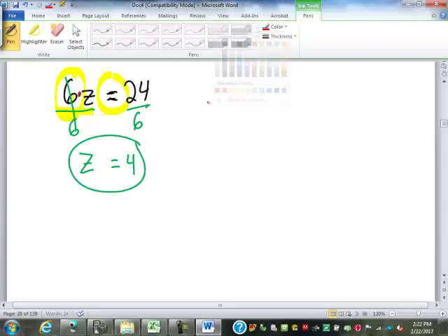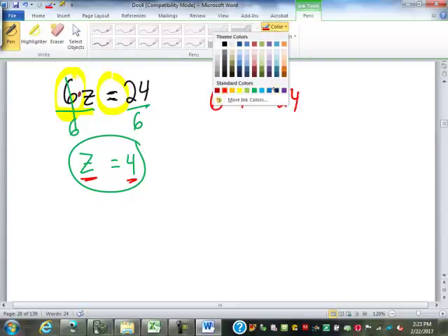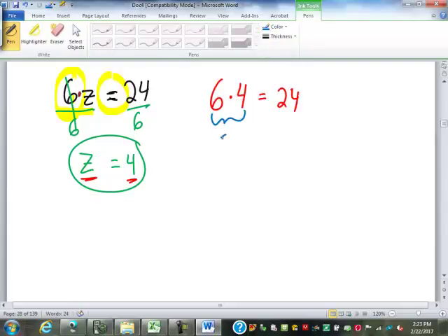Again, we can double check. 6 times z is going to become 6 times 4 because we replace z with 4. And we check to see if that equals 24. Well, 6 times 4 is 24. So we get the same value on both sides of that equation.